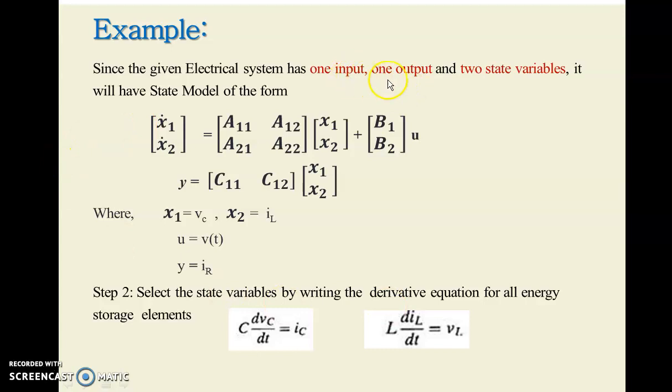Because we have only one input, one output, and two state variables, the form of state model we have will be like this. We have system matrix of dimension 2 by 2, control matrix of dimension 2 by 1, and output matrix of dimension 1 by 2. We'll identify over here our state variable 1, x1 is Vc, x2 is IL, input variable is V of t, and output variable is IR of t.